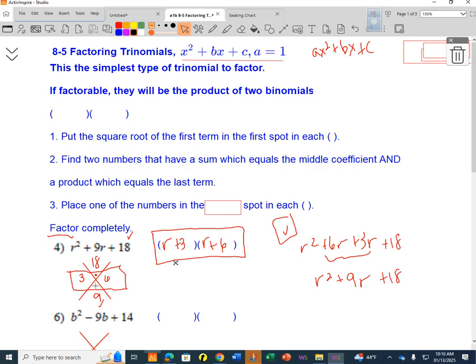So once we found the factors that meet these criteria, then we're going to put one of the numbers in the second spot in each parenthesis. So if it's a positive number, it's plus 3. If it had been a negative number, it would be minus 3. So because both of these numbers were positive, both of our factors were positive.